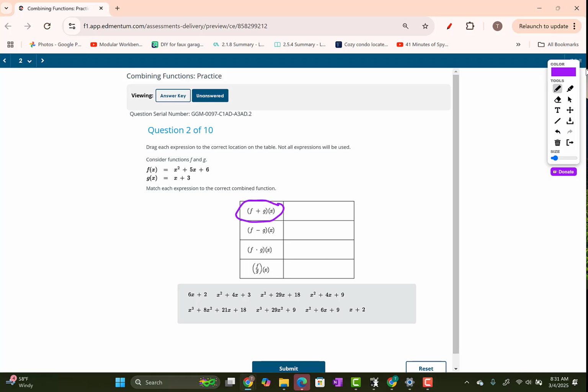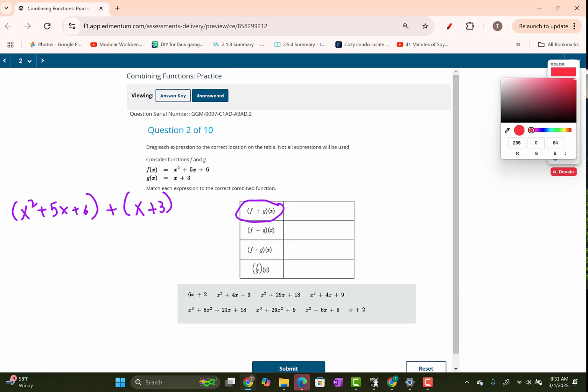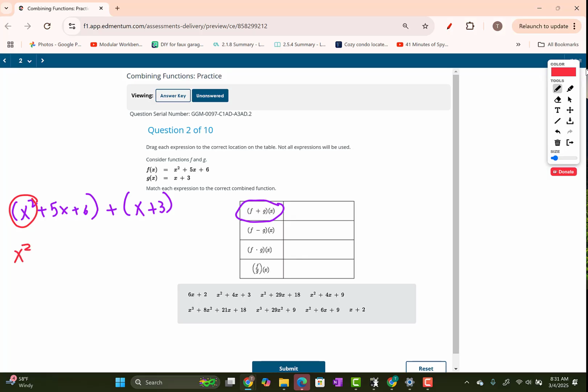So first off, we're just adding the two functions. We're going to take x squared plus 5x plus 6, and we're going to add to it x plus 3. You don't really need the parentheses when you're adding, but it's a good habit to get into. Here we're just adding like terms. I'll notice x squared does not have a like term, so I'm just going to bring x squared down.